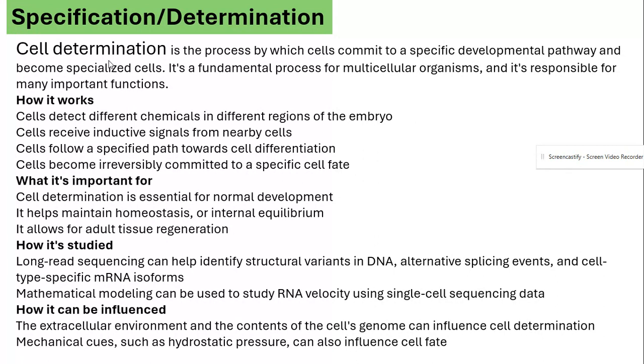So how it's studied: long read sequencing can help identify structural variants in DNA, alternative splicing events in cell type specific mRNA isoforms. Mathematical modeling can be used to study RNA velocity using single cell sequencing data. All right? How it can be influenced. Extracellular environment and the contents of the cell's genome can influence cell determination. So who's actually the power of authority? It's actually the cell's genome.